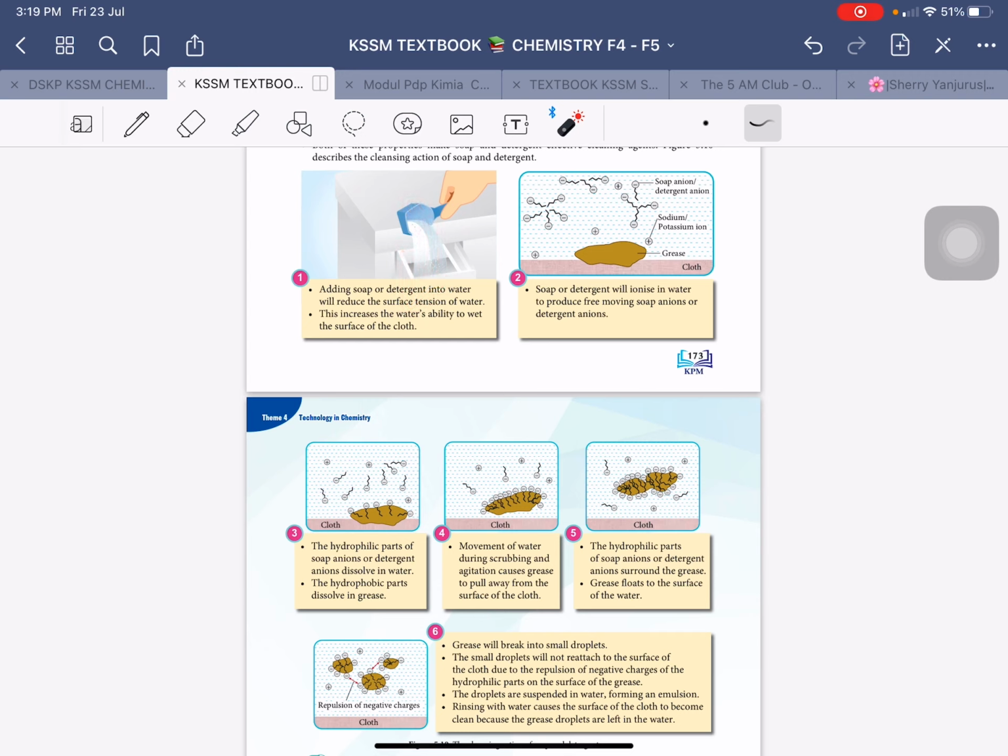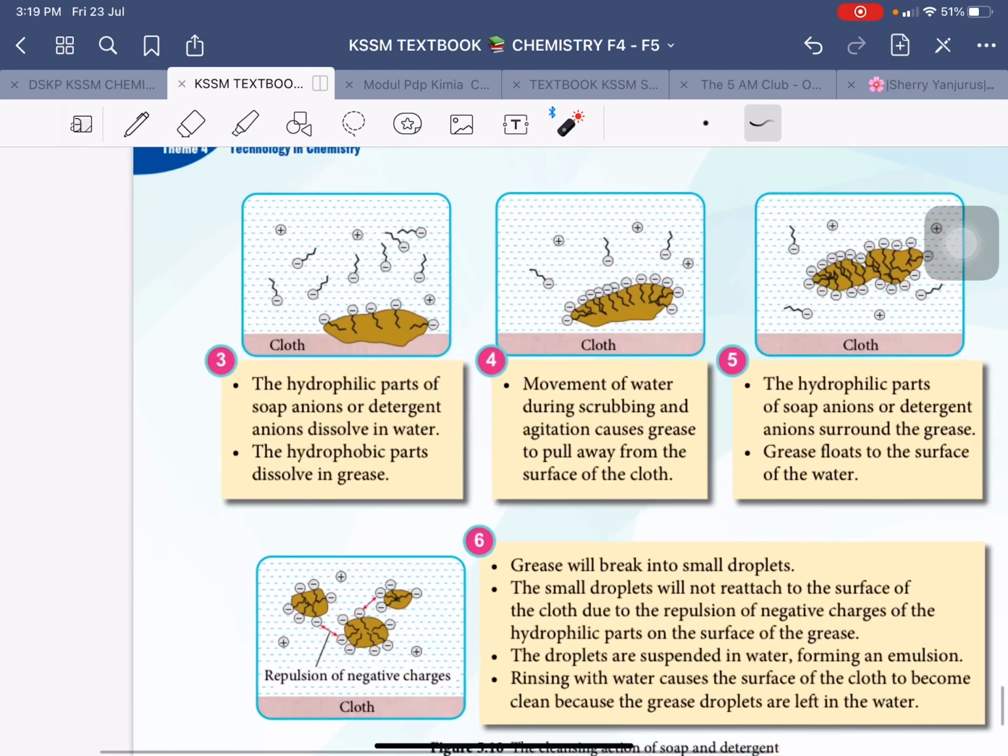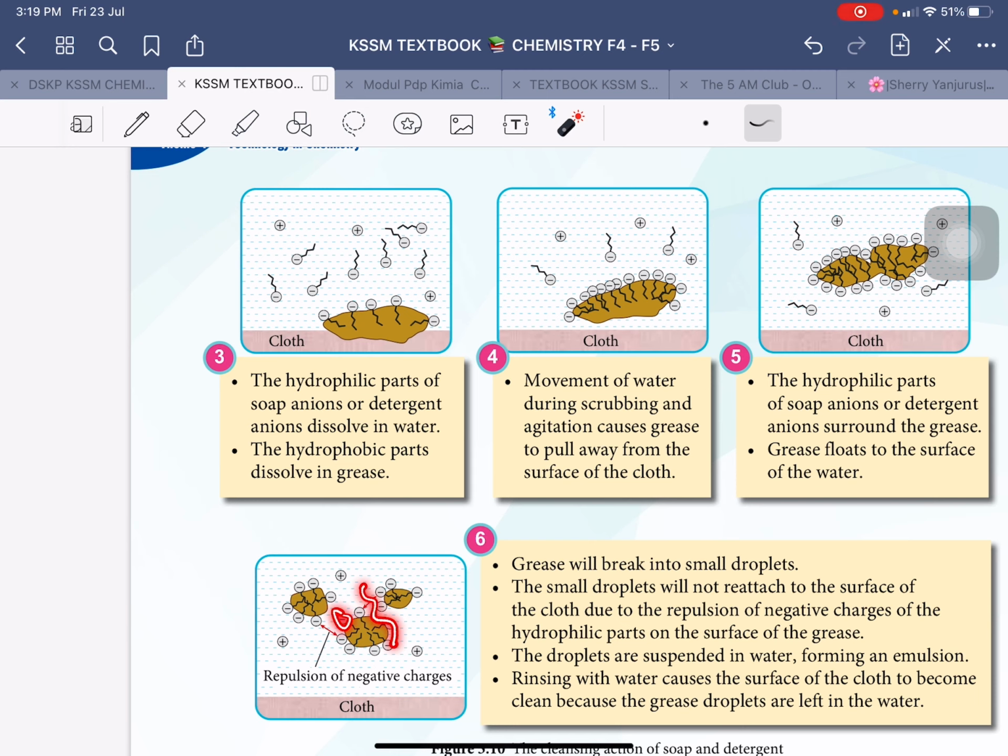After that, what will happen? The sabun is going to ionize. Ada hydrophobic, ada hydrophilic. Hydrophilic stays in water. Hydrophobic will dissolve in grease. And then after that, movement of water will cause the grease to float. And then it's going to break into small droplets. The small droplets are not going to combine because of the negative charge that's going to repel them from each other. So you rinse it, you throw away the grease, and then you will have a clean cloth.